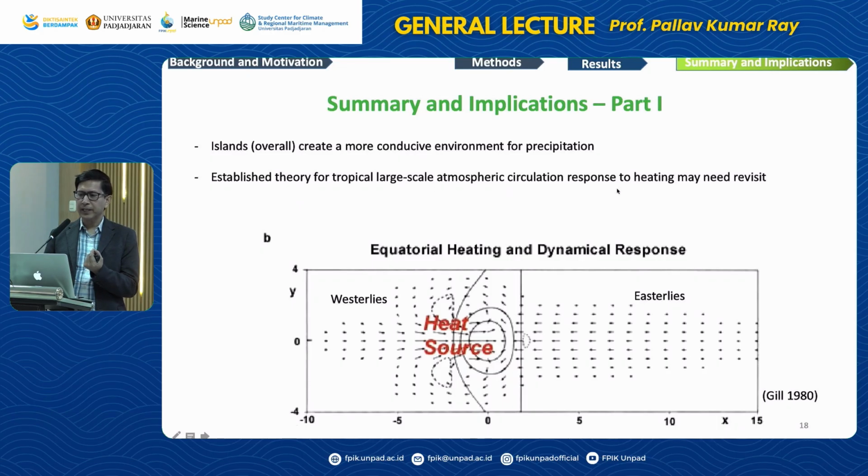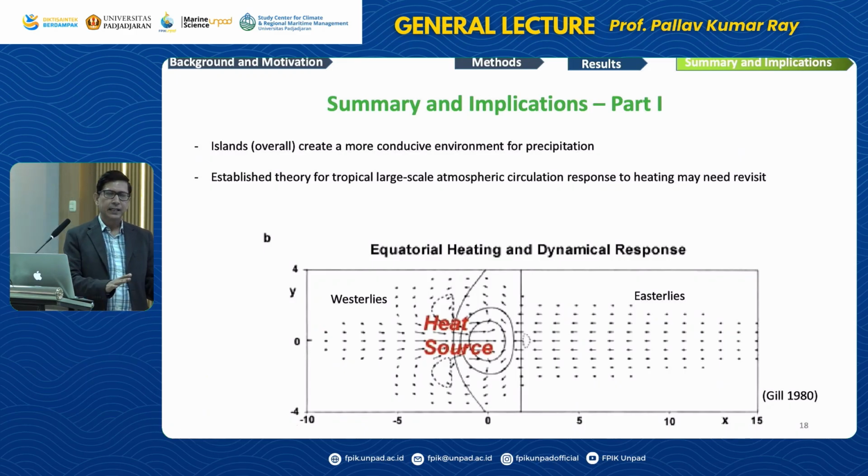which is that established theory for tropical large-scale atmospheric circulation response to heating may need revisiting. What I mean by this is the following. What theory tells you is that when the heat source is large, for example, let's say 1,000 kilometer by 1,000 kilometer, then it leads to such a pattern in wind response, correct?